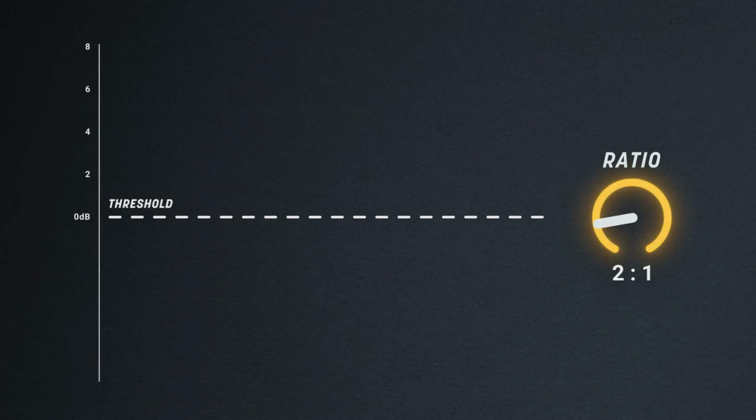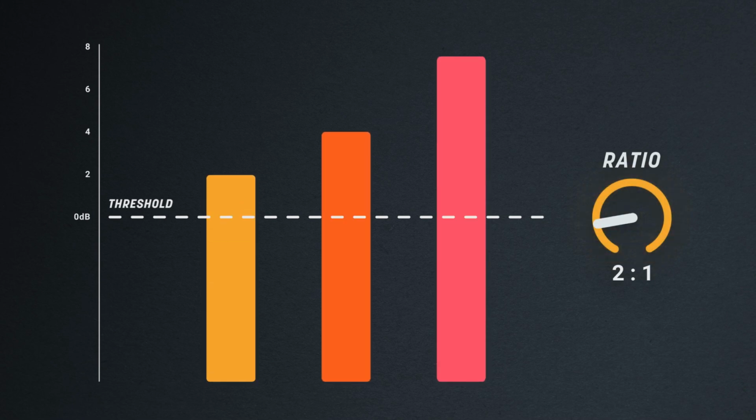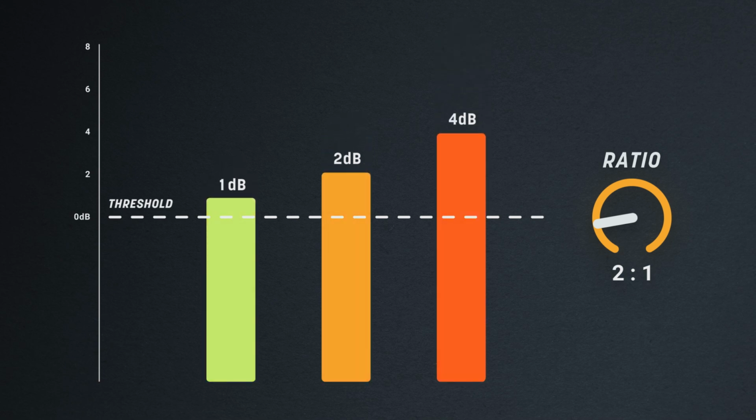Let's say, for example, that we have a compressor with a ratio of 2:1, not very high. We send 3 signals through it at levels of 2 dB, 4 dB, and 8 dB over the threshold. With this ratio, the compressor would output signals at levels of 1 dB, 2 dB, and 4 dB over the threshold, respectively. Closer to each other in level, but still not so consistent.